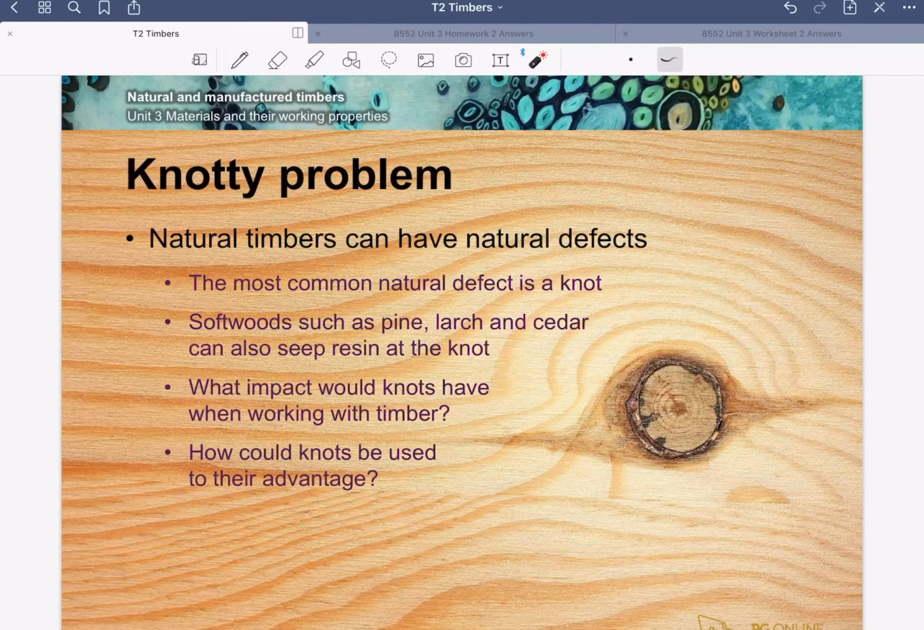Knots. Natural timbers have these defects that we affectionately call a knot. These are where a branch grew out of the trunk of the tree. The issue with knots is they have this resin seep, and that can cause a few issues when you're manufacturing. They can also fall out, causing a fault in your product. So they can have an impact sometimes on manufacturing. But as long as you identify the knot at an early stage of manufacture, and where it is on your material, you can normally plan around a knot.